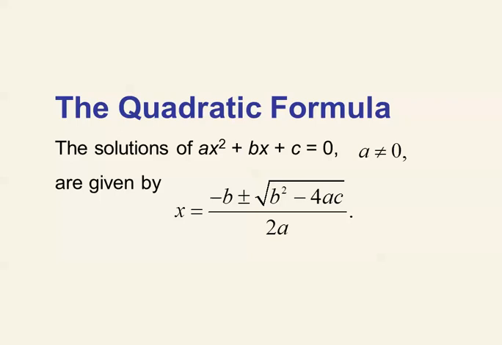And the formula is given by x equals the opposite of b plus or minus the square root of b squared minus 4ac over 2a. Or you can learn it to Mary Had a Little Lamb, which is x equals the opposite of b plus or minus the square root of b squared minus 4ac all over 2a.